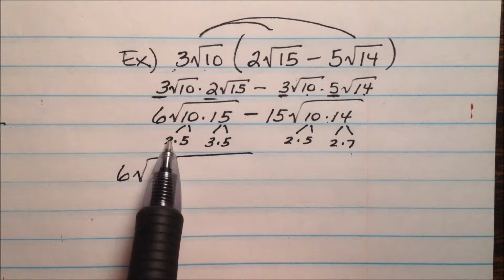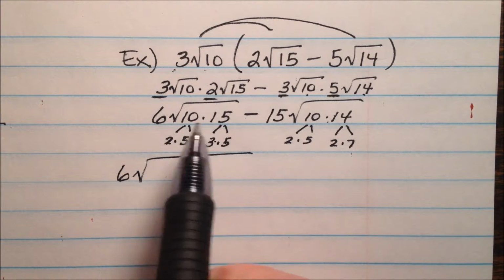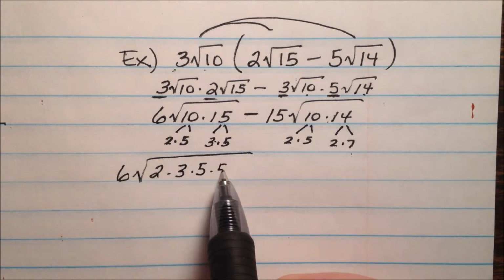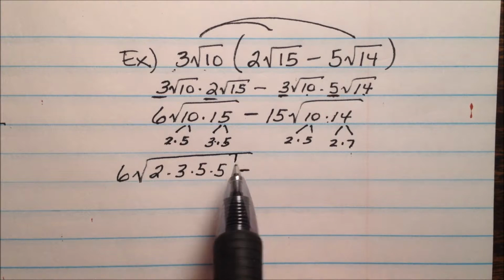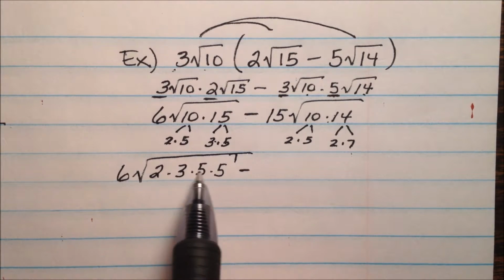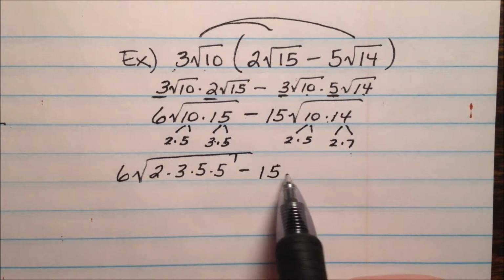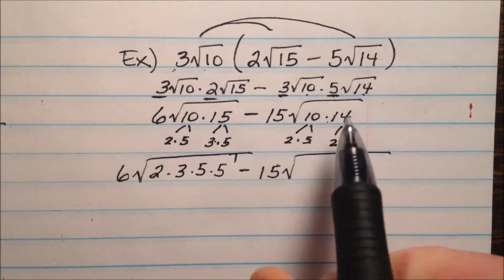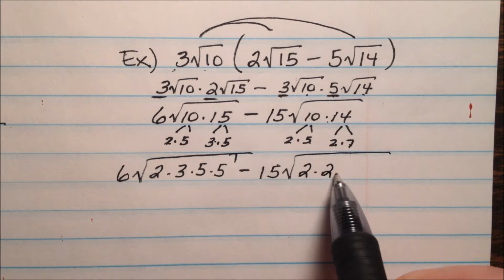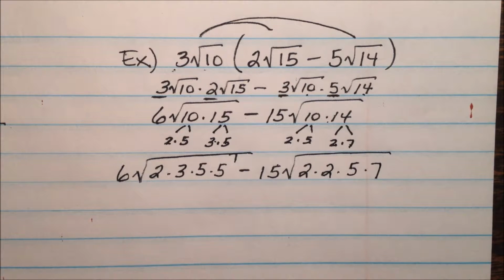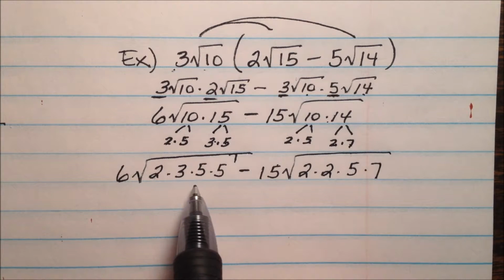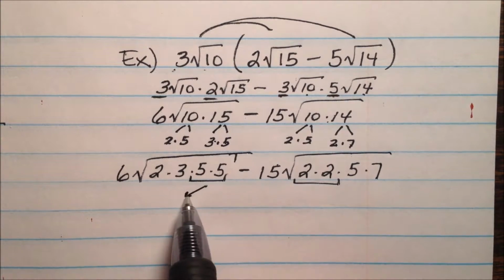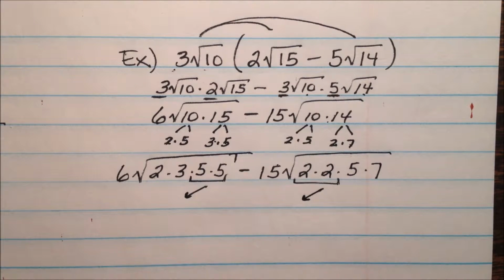And this first one will be 2, 3, 5, 5. So 2 times 3 times 5 times 5. Again, because it's easiest to put them in ascending order from least to greatest. And then we have minus 15, and this radical will be 2, 2, 5, 7. So 2 times 2 times 5 times 7. At this point, we can see what pairs up. Looks like we have a pair of 5's here and a pair of 2's here. So these 5's will come out and these 2's will come out.